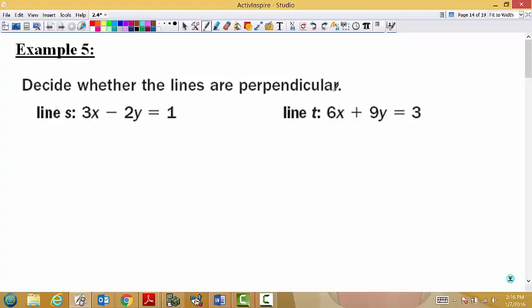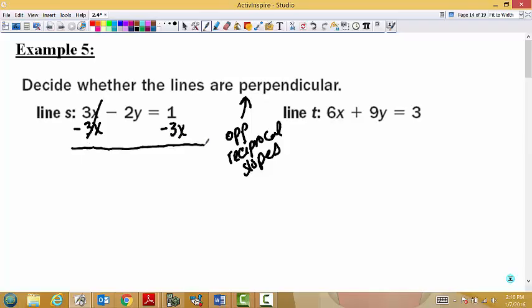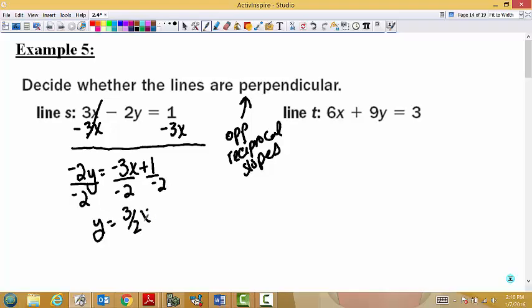It says determine whether the lines are perpendicular. Remember, perpendicular lines have opposite reciprocal slopes. So I need to actually find the slope. So I would solve for y. So minus 3x. That gives me negative 2y equals negative 3x plus 1. And then I divide all the way across by negative 2. So y, a negative divided by negative is a positive. And then that's plus negative 1/2. So the slope of this one is a positive 3/2.